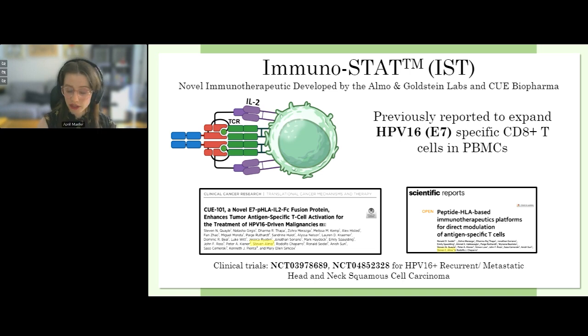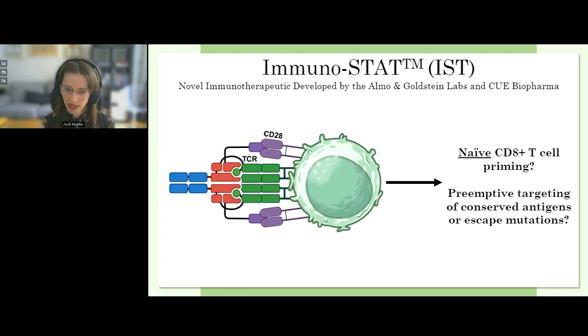So all of this work that I've described so far has been using pre-existing memory CD8 T cells. So we're relying on the patient's own immune system to initiate that response, and then we amplify it. However, my thesis had a different idea. What if we can specifically use IST to prime naive CD8 T cells? Could we preemptively target conserved antigens or escape mutants? And targeting naive CD8 T cells would actually enable us to generate de novo immune responses. So we don't need to rely on the patient's own immune system at the beginning.